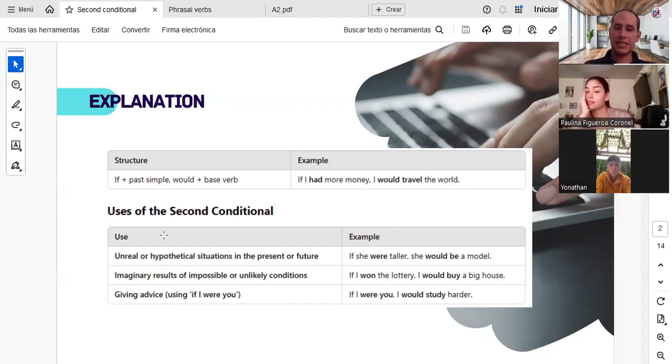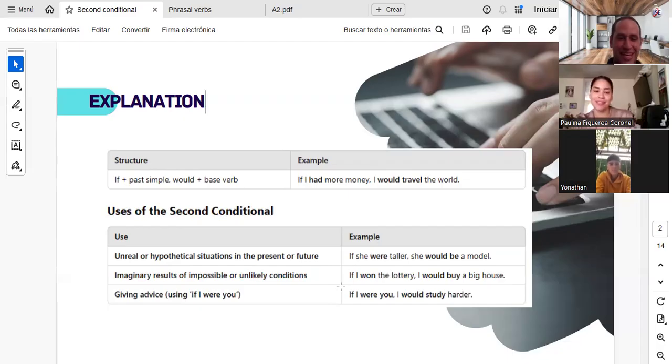So we use the second conditional for unreal or hypothetical situations in the present or future. So this is just hypothetical, right? Unreal situation. If I had more money, because we don't have enough money, suppose, we would travel the world. Maybe Jonathan has a lot of money because he has a lot of followers on TikTok, but we need a lot of money to travel around the world, right? So let's check this. If she was taller? If she was taller, okay, this is a mistake, right? If she was taller, she would be a model. Okay, this is not for Paulina. I imagine that Paulina is a tall person, right?